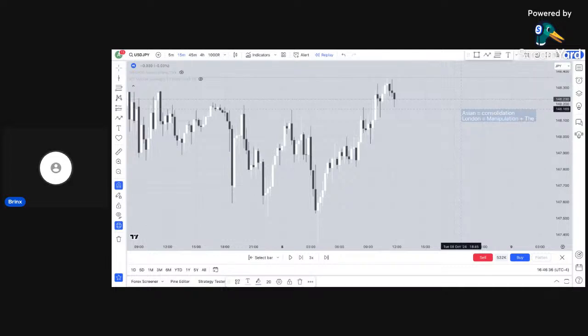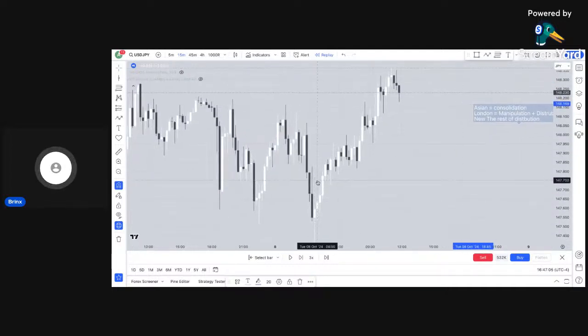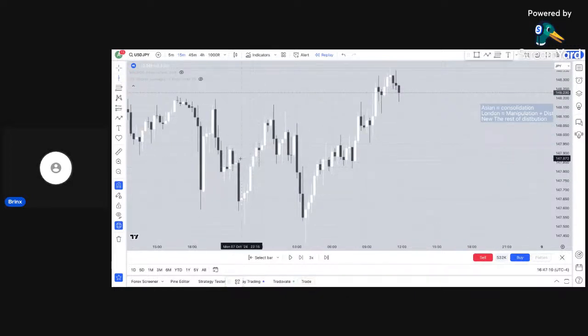Plus the start of distribution. And New York is going to be reserved for the rest of distribution. So when we think about this idea, again, plotting out the times, right? And this is something that if you guys are taking notes on this, I want you guys to have this written down on your notes.